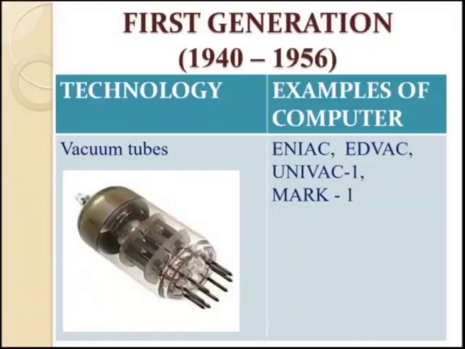First generation. The first generation of computers started from 1940. The technology which was introduced in the first generation of computers was the vacuum tube. Vacuum tube was used for calculating and storing data. In the picture, you can see a vacuum tube. Examples of first generation computers are ENIAC, UNIVAC 1, Mark 1.